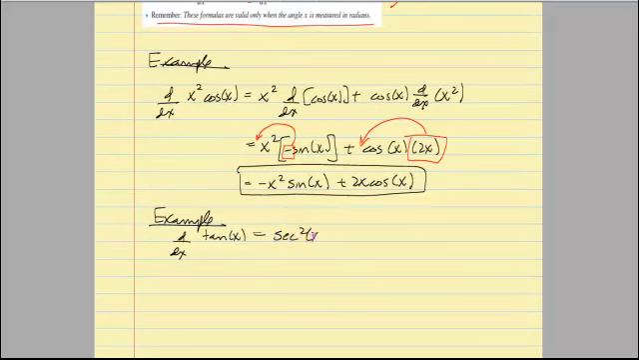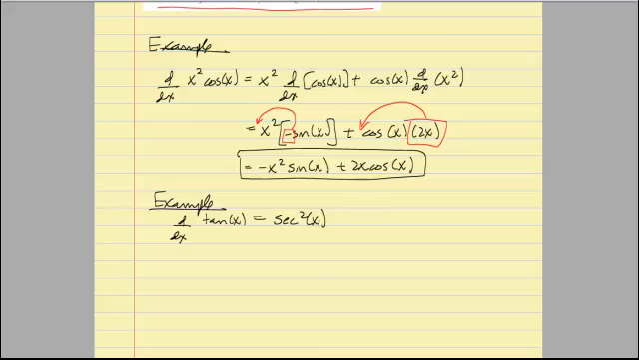Let's go ahead and show how that works. Let's prove that. The way that we could prove that is by rewriting tangent. Remember, tangent is equal to sine over cosine. Then right away you see we have a quotient rule. The quotient rule starts with the bottom function times the derivative of the top function, minus the top function times the derivative of the bottom function, all over the bottom function squared.